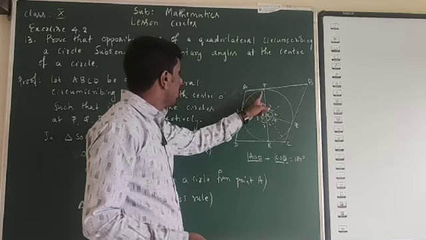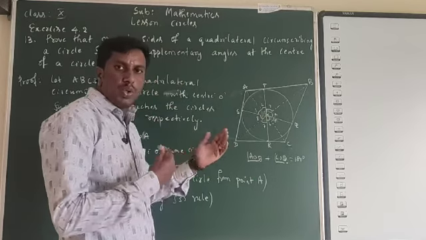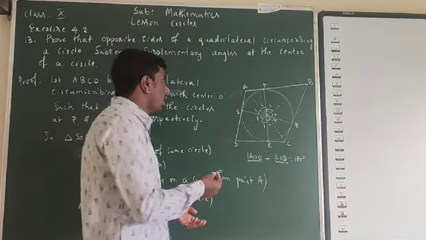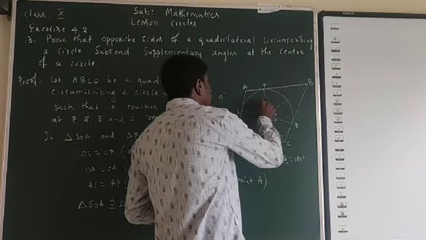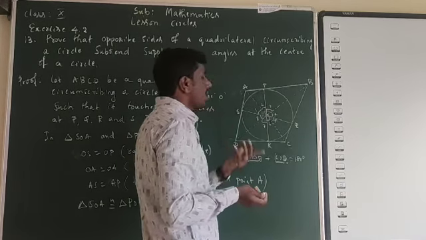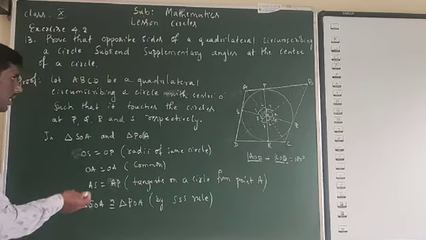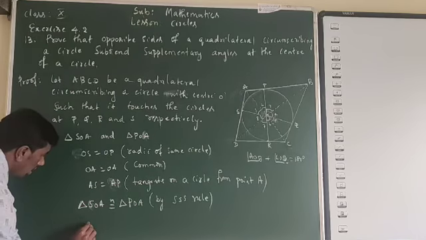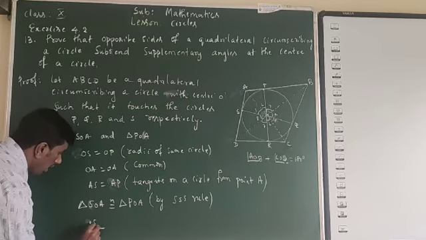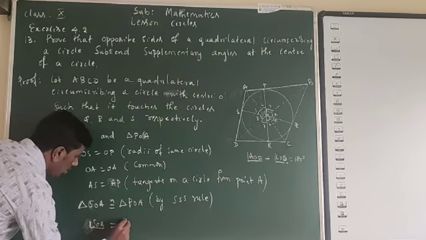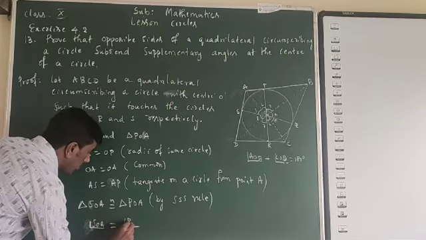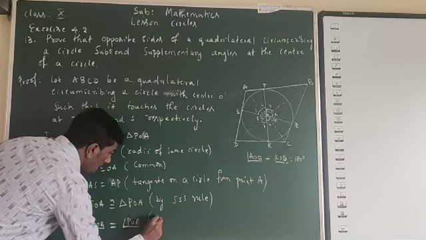Okay, from the triple S rule I can say that these two triangles, SOA and POA, are congruent. If those two triangles are congruent, corresponding angles and corresponding sides must be equal, right? So I can write that angle SOA is equal to angle POA by CPCT.